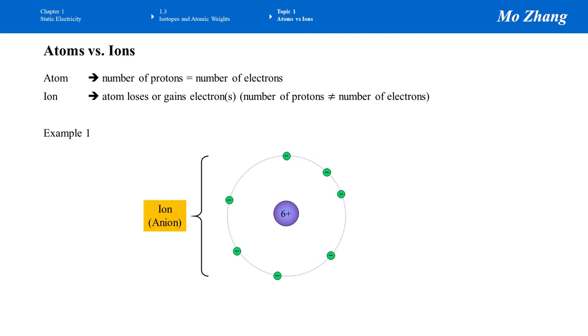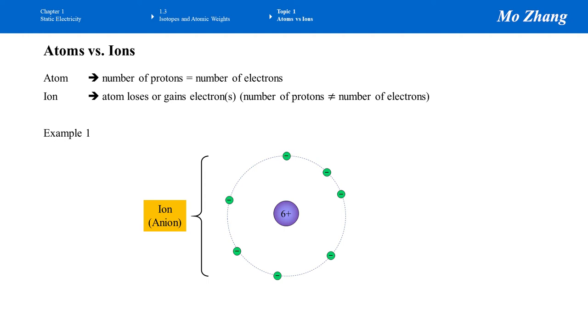It is an ion. Since the system has 1 extra electron, the net charge is negative. This ion is called an anion. The net charge for this anion is -1.